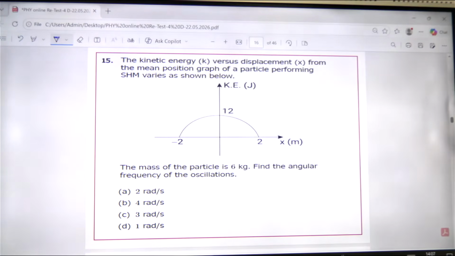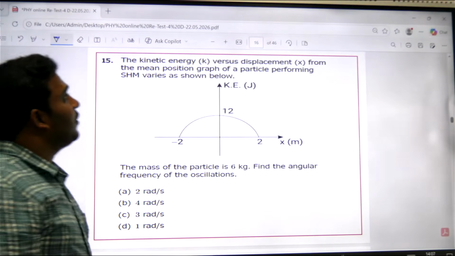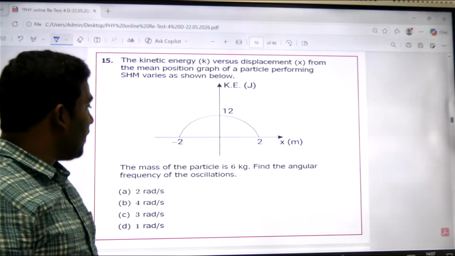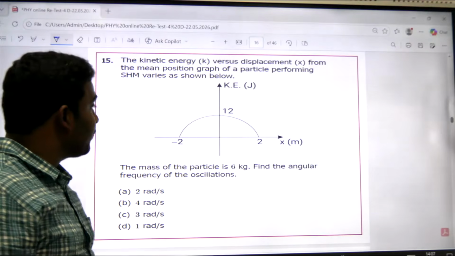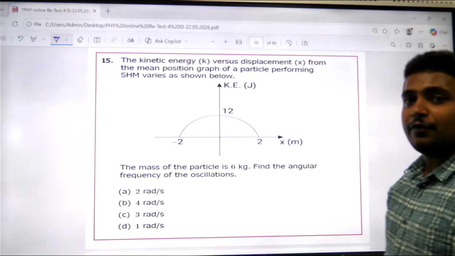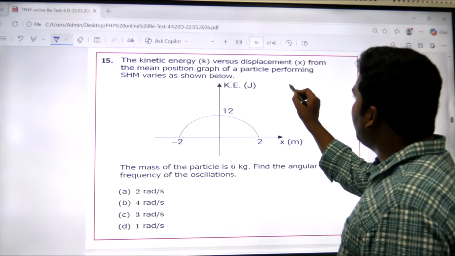Seeing question number 15. The kinetic energy versus displacement from the mean position graph of a particle performing simple harmonic motion varies as shown below. The mass of the particle is x kg. We are supposed to find the angular frequency of the oscillation. So what do we know?